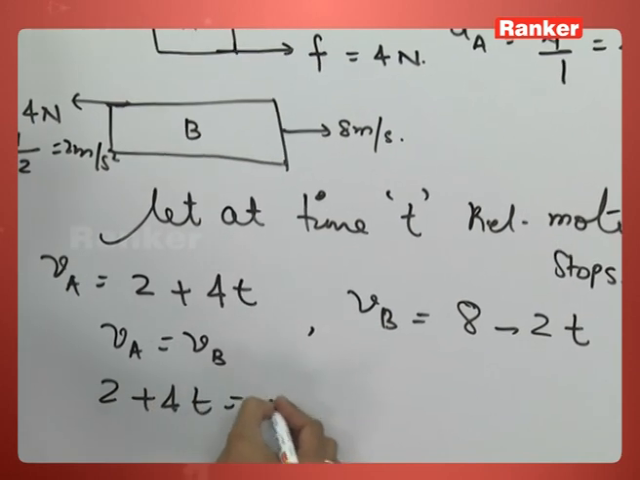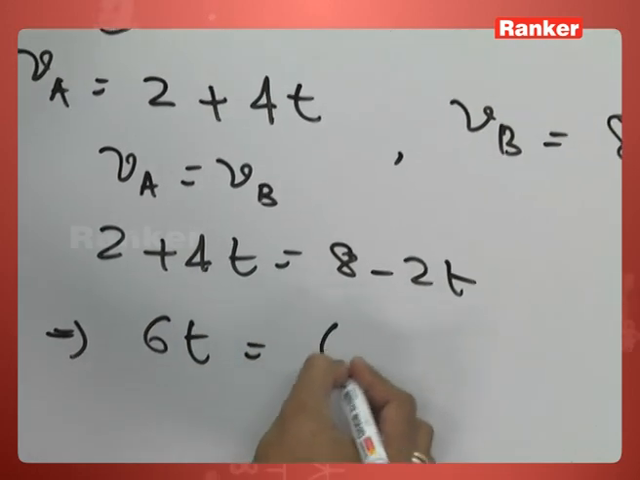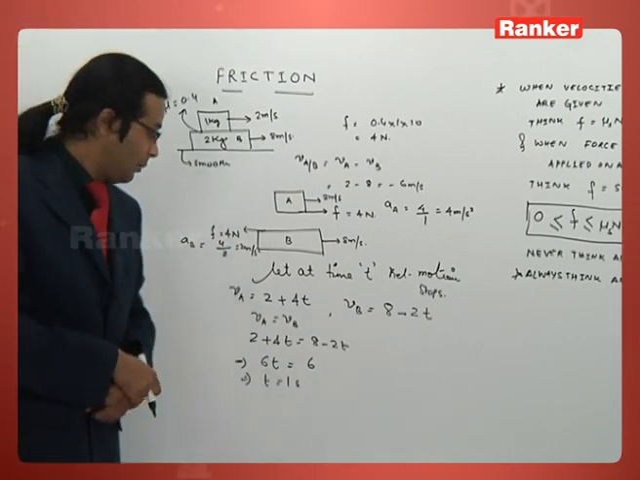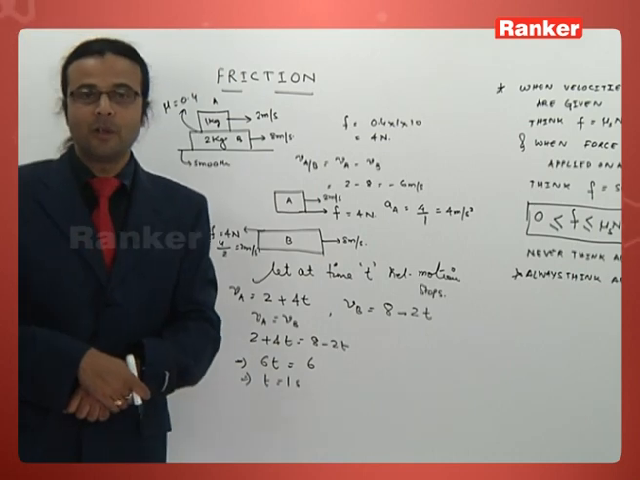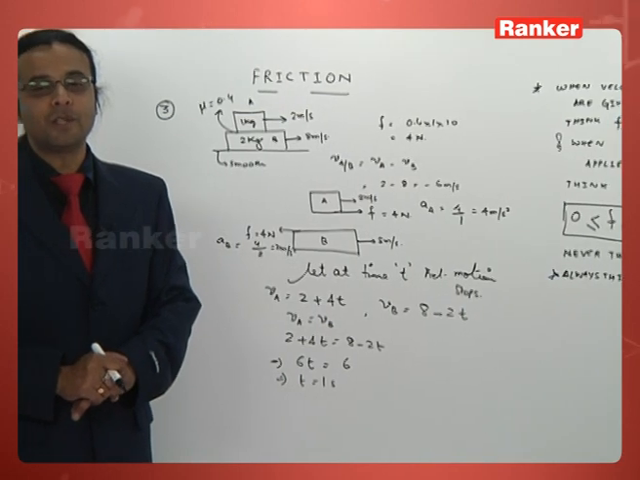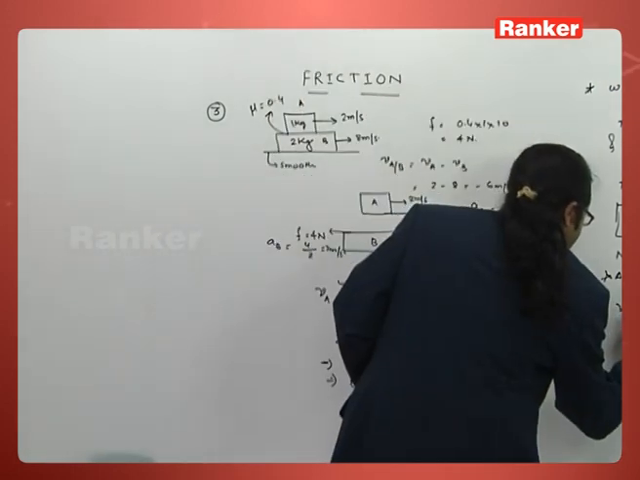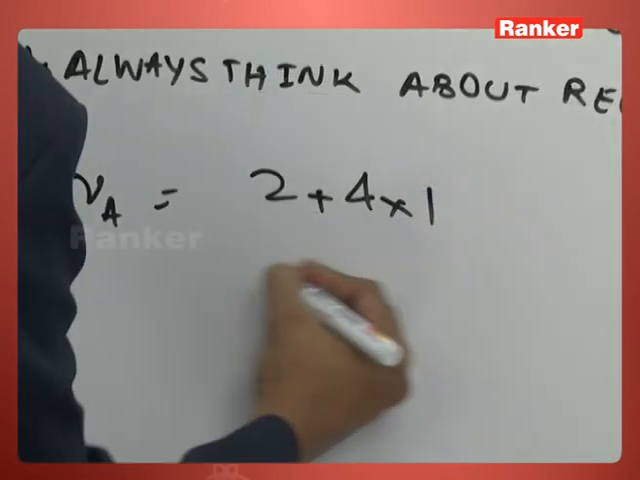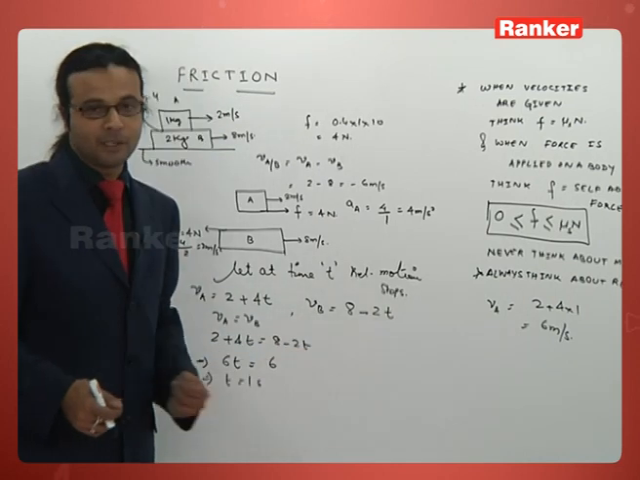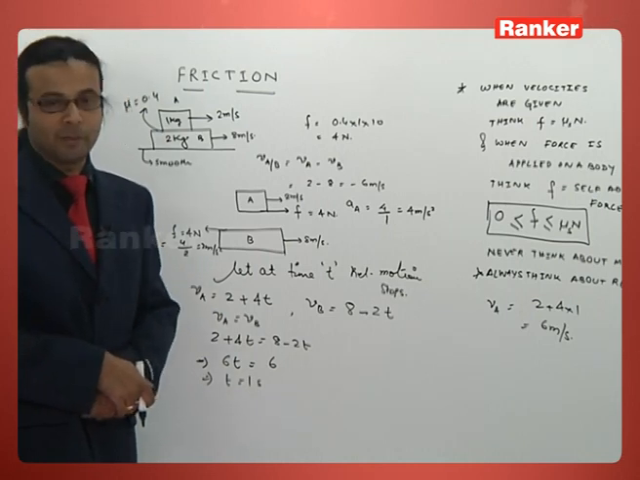2 plus 4t is equal to 8 minus 2t, or this implies 6t is equal to 6, or t is equal to 1 second. Now the time when the relative motion between the two blocks stops is 1 second. In part 2 we are given the common velocity of the blocks up to that instant. You can substitute the value of t in any one of the equations. VA is equal to 2 plus 4 into 1, 6 meter per second. Or 8 minus 2 is 6 meter per second. So the common velocity of the blocks up to that instant is 6 meter per second.